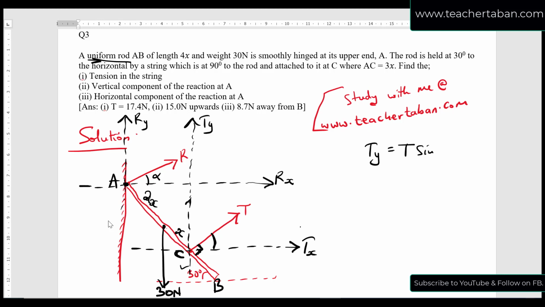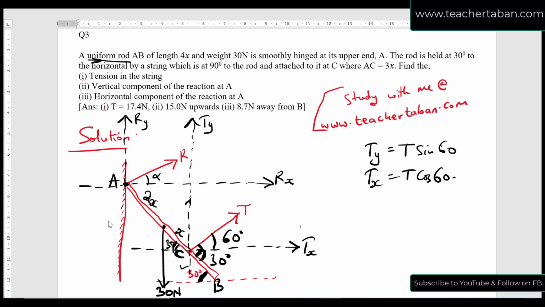Now, if the rod was at 30 degrees to the horizontal, it means that this angle here is also 30 degrees, and this angle is vertically opposite to this angle here. And if this one was 90 degrees, that means that the remaining angle here is 60 degrees. So the vertical component of the tension will be T sine of 60, and the horizontal component of the tension will be T cos of 60.